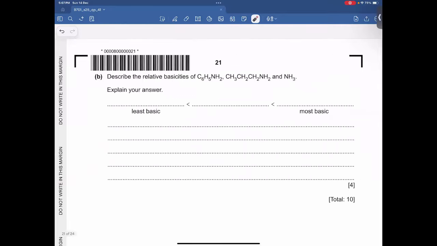Next part of the question, describe the relative basicities of these compounds. So aliphatic amines are more basic than ammonia, and ammonia is more basic than aromatic amines. That's what we have done in ionic equilibria also, in organic chemistry also. The most basic is aminopropane. Least basic is phenylamine, and ammonia is in the center.